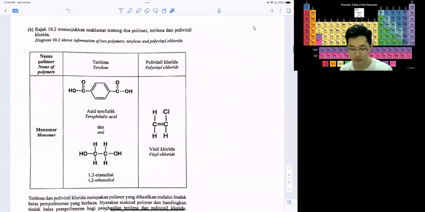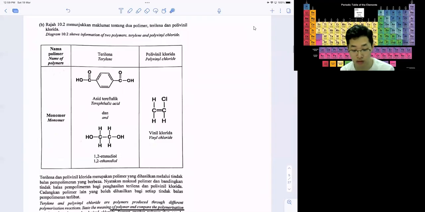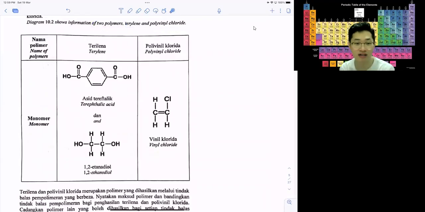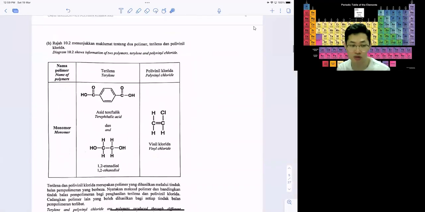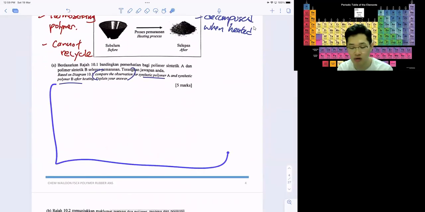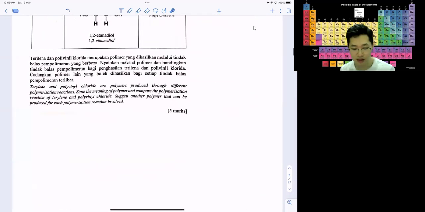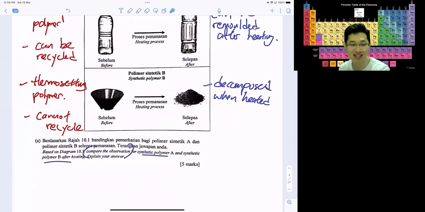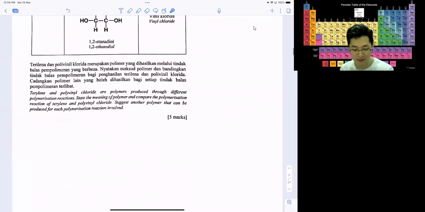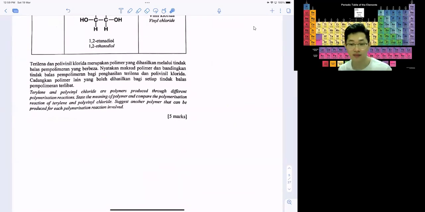Next. The information below shows 2 polymers, terylene and polyvinyl chloride. Can we draw a table to answer this? Yes. For a comparison question, you can always draw a table, A and B. Okay. And don't write point form. In the exam, don't write point form. I tell you, I write point form to show you how you get the points. You don't write point form. Don't answer 2 questions. If they say choose one, then you choose one.